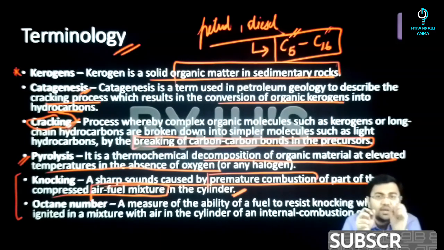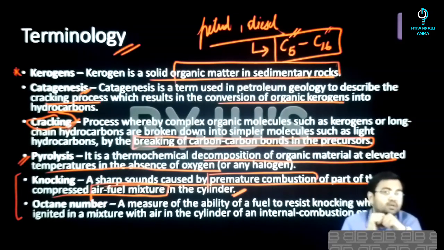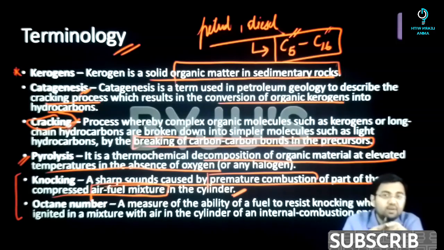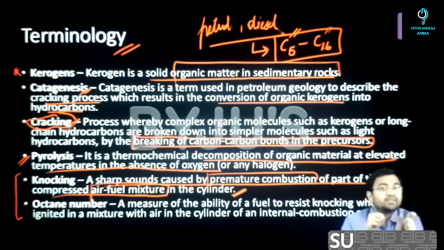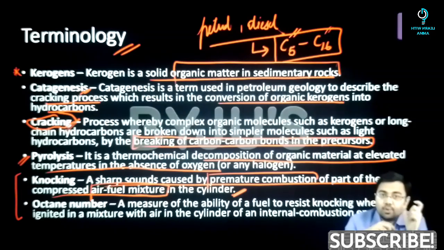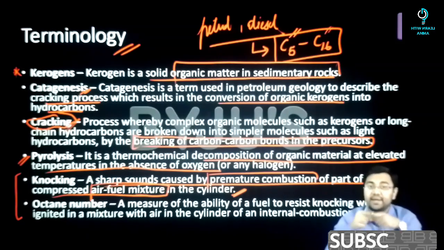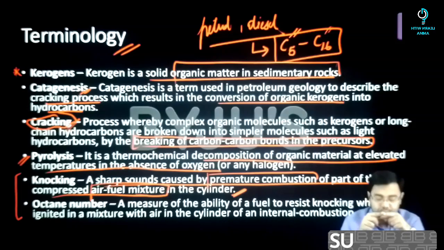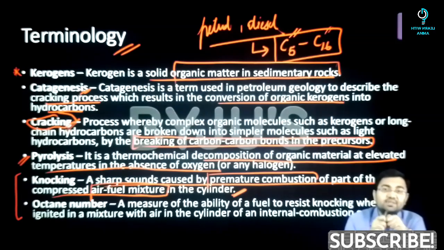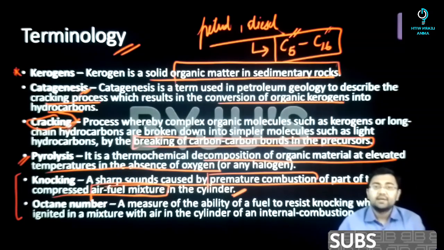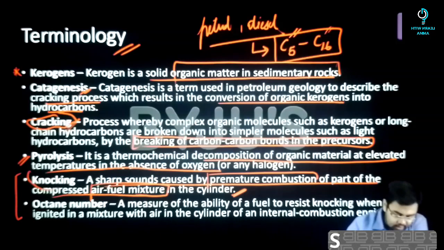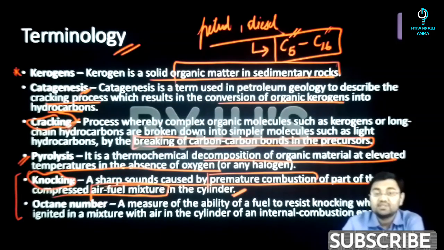It will produce a knocking kind of sound, and this knocking actually decreases the efficiency of the internal combustion engine. For that very purpose we use anti-knocking agents, and these anti-knocking agents have a high octane number. What octane number means is that if the octane number of a given petroleum product, let's say petrol or diesel, is high, then knocking would be low, and that's why efficiency will be high.